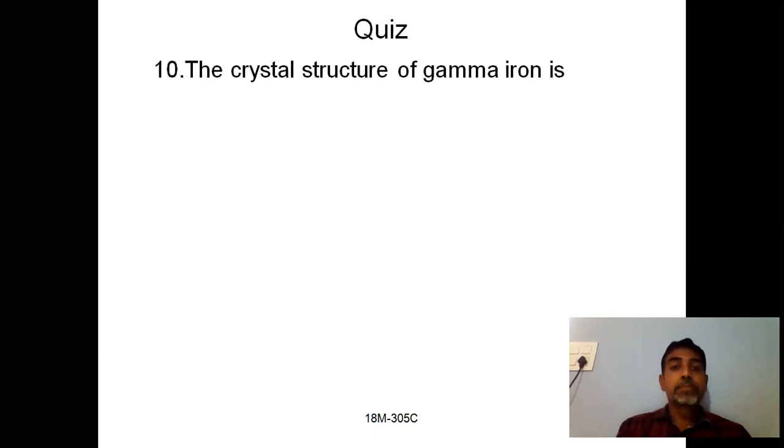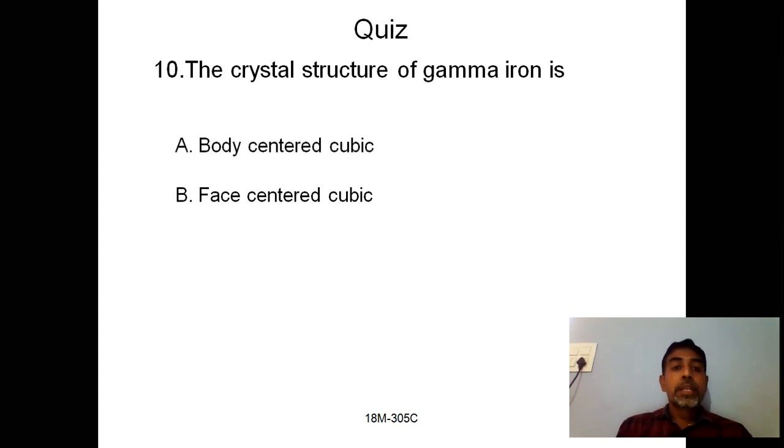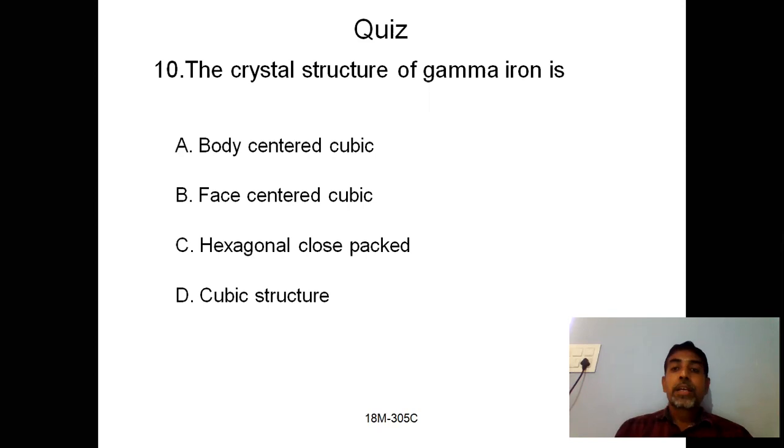See this one. The crystal structure of gamma iron is... What is the crystal structure of gamma iron? A very, very important question. Do you remember the examples for BCC, the examples for FCC, the examples for HCP? If you remember those examples, you can answer this question.